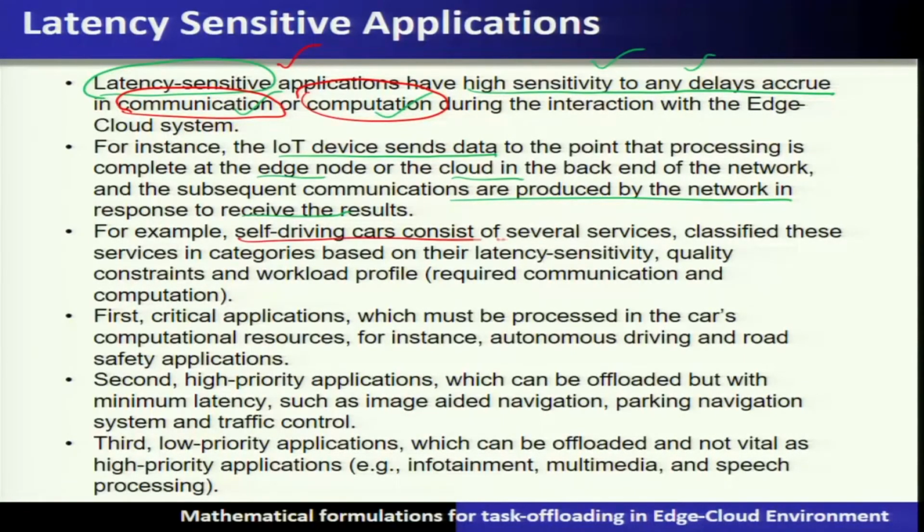For example, a self-driving car consists of several services, and these services are classified into categories based on latency sensitivity, quality constraints, and workload profile. Therefore, the communication and computation must be done at a very minimal latency, with minimal delays in such critical applications. So, these critical applications must be processed in the car's computing resources, that is at the IoT devices, and if they do not have that amount of resources, it will lease from the edge or from the cloud to have autonomous driving on the road with full safety compliance.